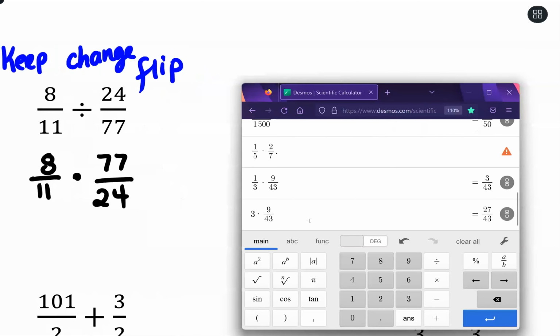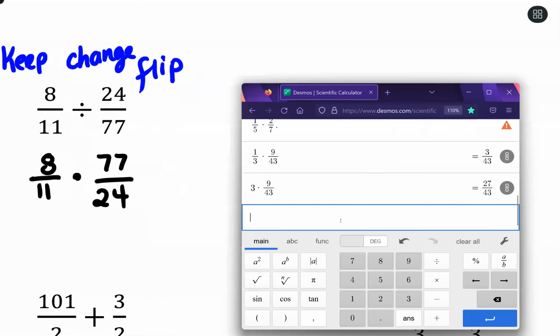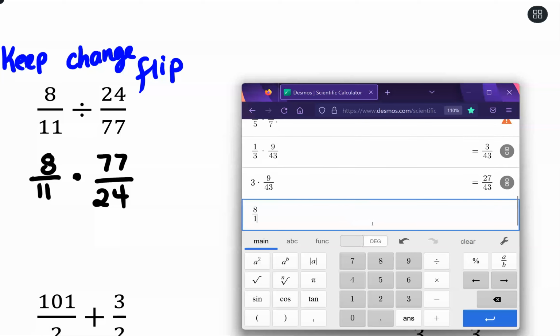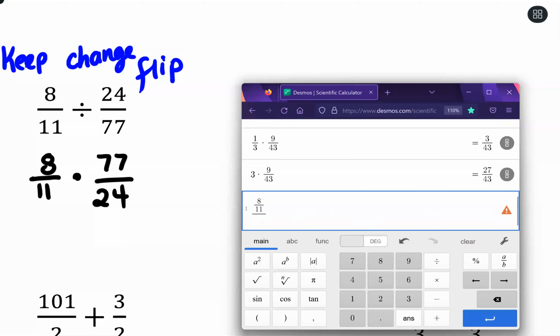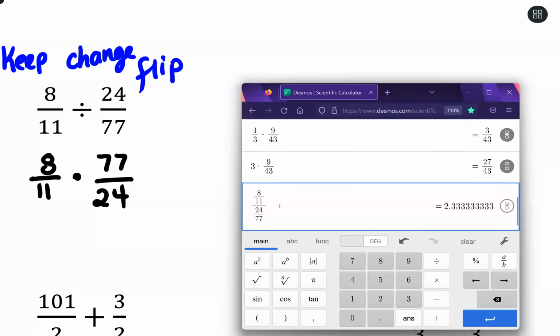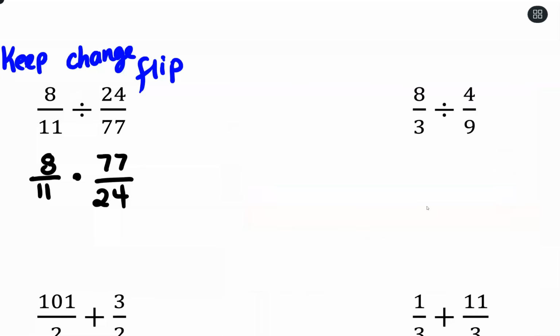So what I would do is I have 8 over 11, and then what I'm going to do is actually select the division symbol right here. And what you can see is it just put that 8 over 11 in the numerator there. And then I'm going to type in 24 over 77. So this format here, where it's these stacked fractions, is the same as what we have right there. So that right there is 7/3.